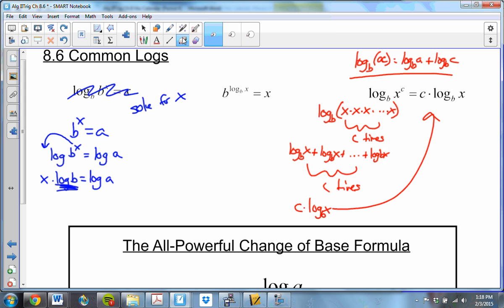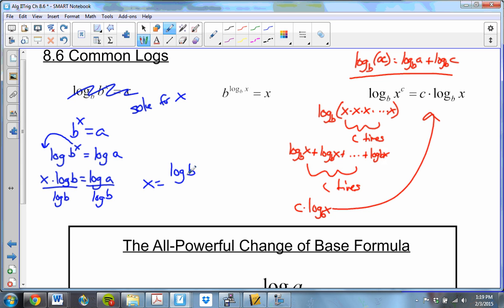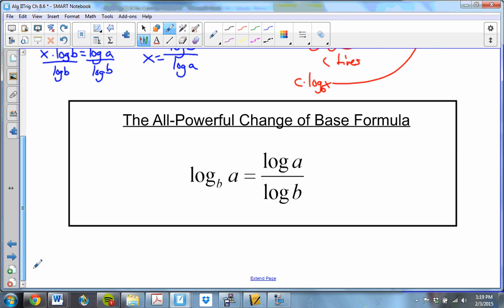So I can divide both sides by the log of b. So I divide this side by the log of b, and this side by the log of b. I actually end up with x equals log of a divided by the log of b. So really, I took an exponential function and found a way to write it in a logarithmic form. And we used what I call the all-powerful change of base formula, which is log base b of a equals log of a divided by log of b.